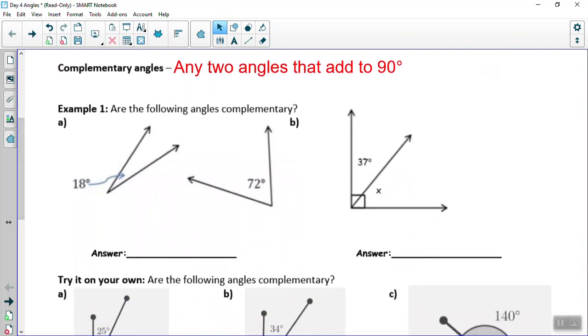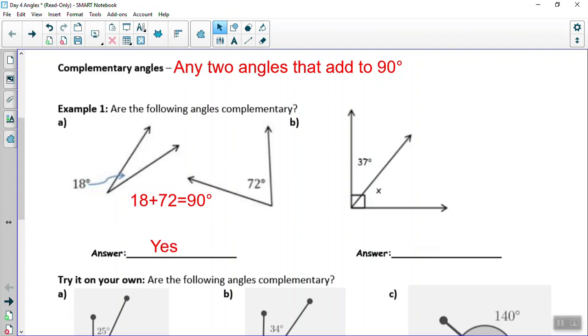So when we look at these, we want to find out, are the following angles complementary? So I'm going to take this one here, which has a measure of 18 degrees, and this one here, which has a measure of 72 degrees, and we're going to add them together. If they add up to 90, then they are complementary. So 18 plus 72 does give us 90, so we can say yes, they are complementary.